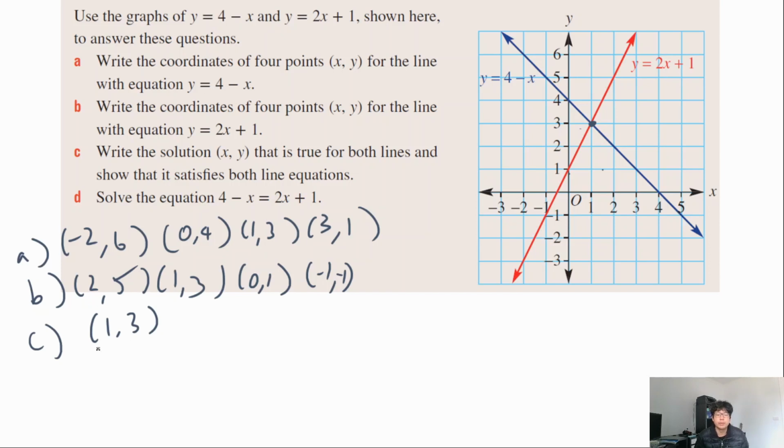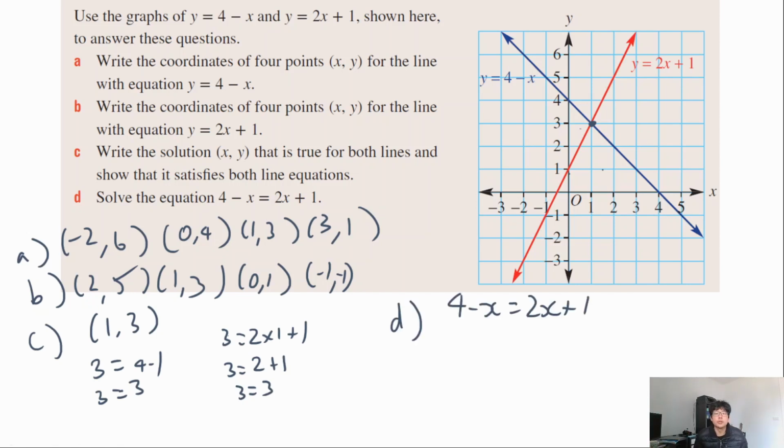So we have y equals 4 minus x. 3 is the y coordinate, so I'm going to substitute that in here. 3 equals 4 minus 1, and that gives me 3 equals 3. So left hand side equals right hand side, so it does satisfy it. And the next one, y equals 2x plus 1. Let's substitute that as well. So 3 equals 2 times 1 plus 1. That gives me 3 equals 2 plus 1, and that gives me 3 equals 3. So once again, left hand side equals right hand side, so it does satisfy it.